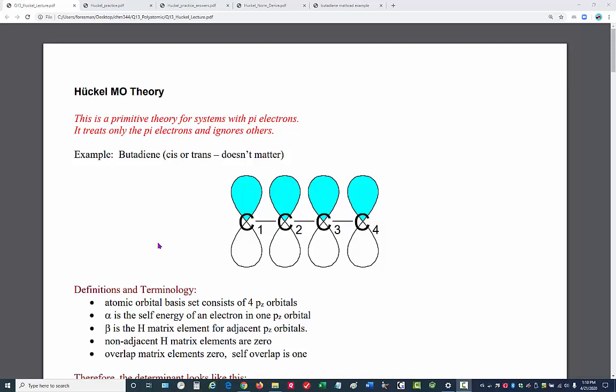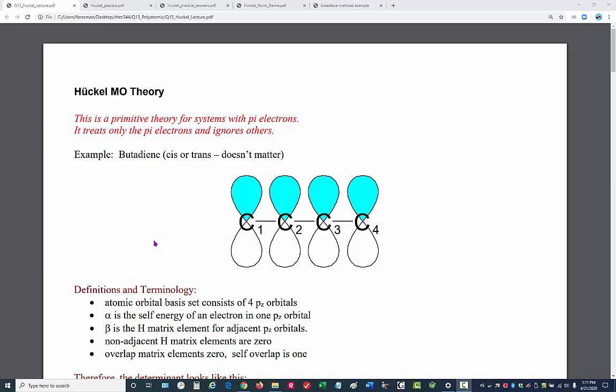Welcome. This is a lecture on Hückel theory. The topic is covered in your textbook, Chapter 13, Section 8. We use Hückel theory in this course just to give you an idea of how computational chemistry got its start.